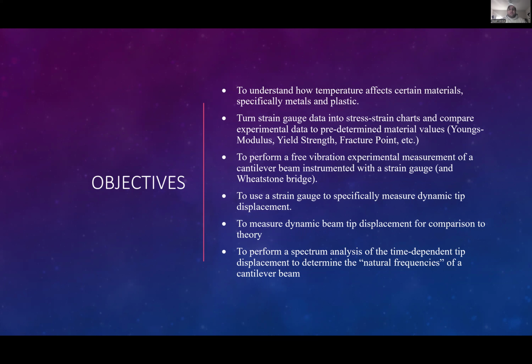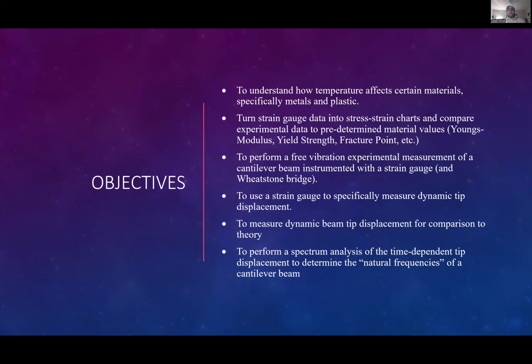So I added in objectives to understand how temperature affects certain materials, specifically metals and plastics, to turn strain gauge data into stress strain charts and compare experimental data to predetermined material values, i.e. the Young's modulus, the yield strength, a fracture point, etc. Also to perform a free vibration experimental measurement of a cantilever beam.